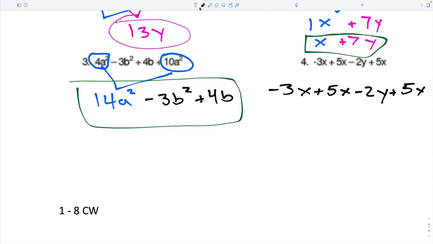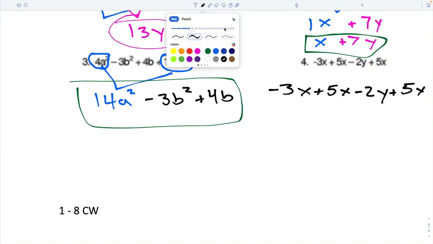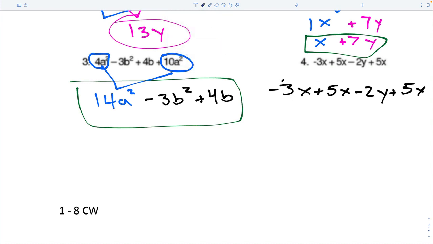All right. Last one. What do I simplify first, Finn? The 5x and the 5x. Okay. Is there any other x I could simplify? We did those two.